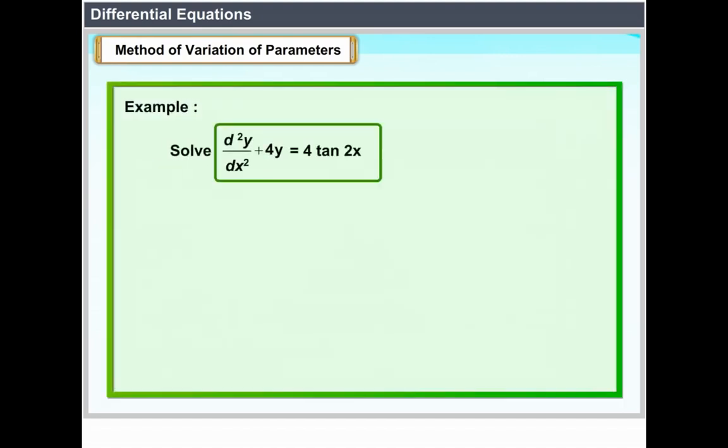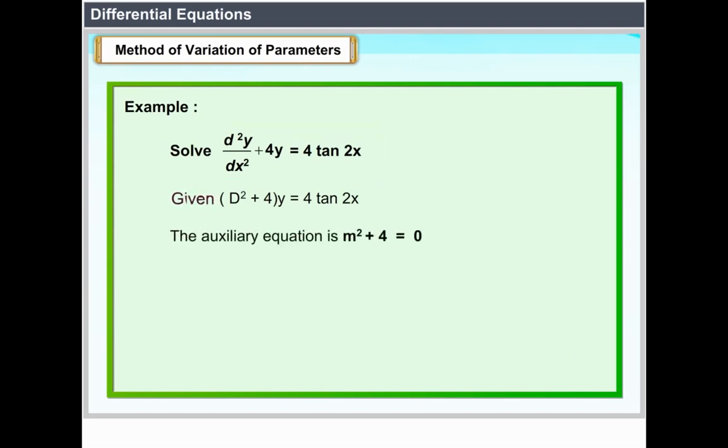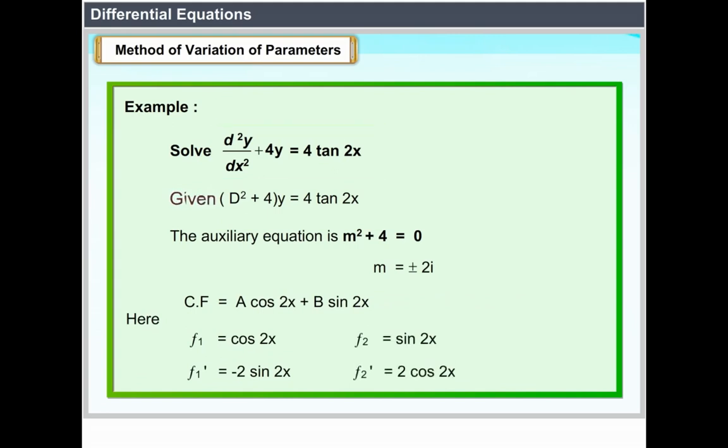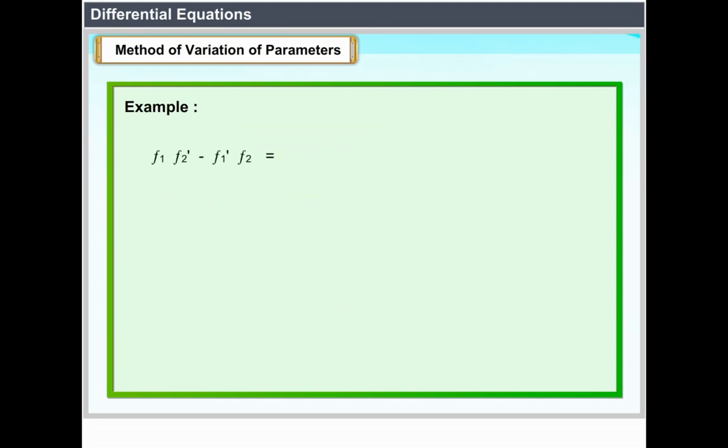Example. Solve d²y/dx² + 4y = 4 tan x. Given (D² + 4)y = 4 tan x. The auxiliary equation is m² + 4 = 0, m = ±2i, CF = a cos 2x + b sin 2x. Here f1 = cos 2x, f1' = −2 sin 2x, f2 = sin 2x, f2' = 2 cos 2x. f1 f2' − f1' f2 = 2 cos 2x · cos 2x − sin 2x · (−2 sin 2x) = 2(cos² 2x + sin² 2x) = 2.